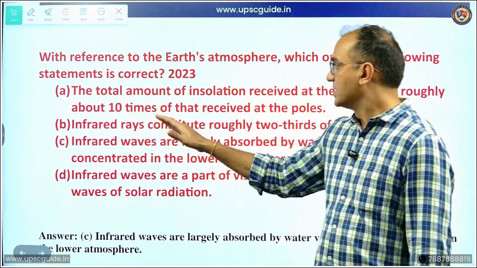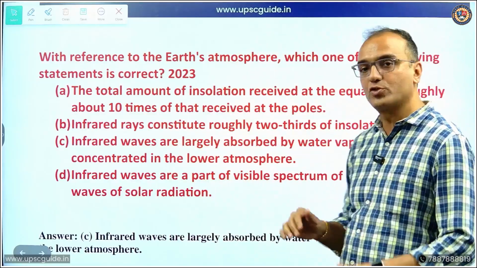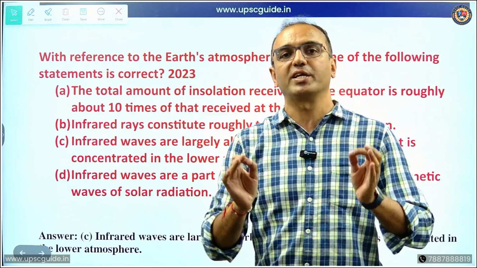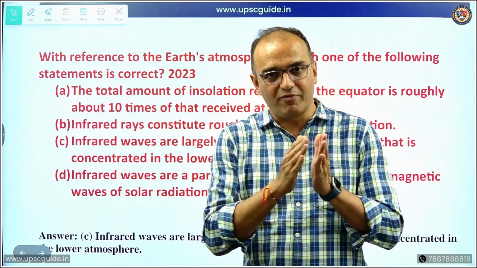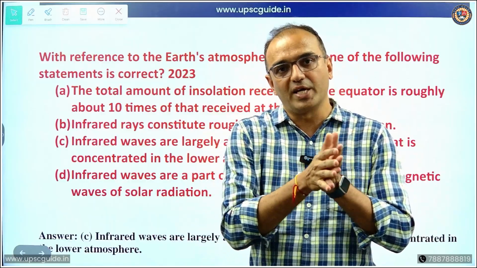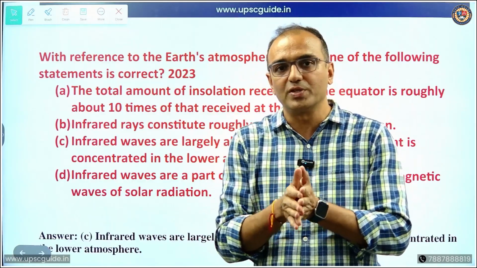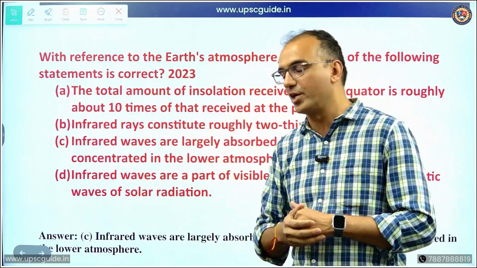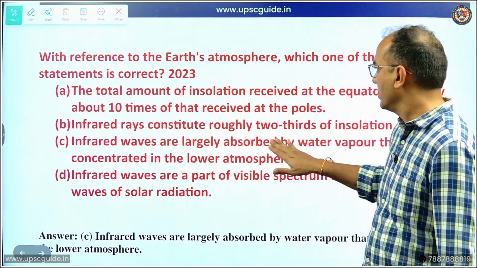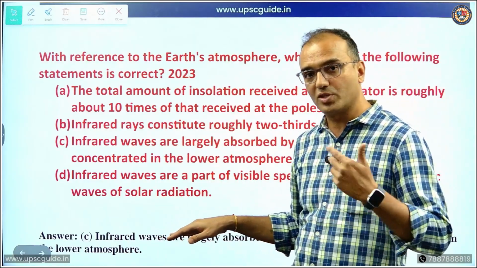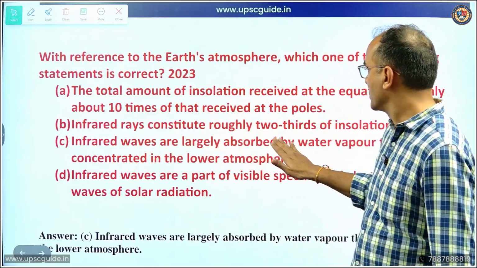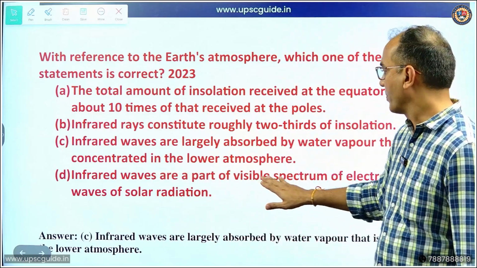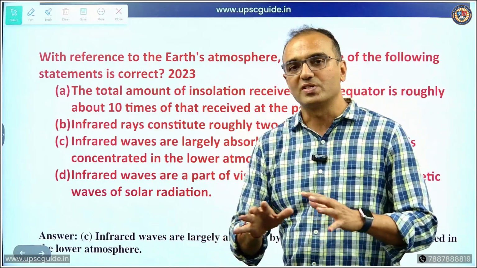Second, infrared rays constitute roughly 2/3 of insolation, right? If you take the electromagnetic radiation coming from the sun, you can have various spectra: gamma rays, ultraviolet radiation, then the visible spectrum, then infrared, and then the long wave radiation, microwave and radio waves. Now, infrared constituting roughly 2/3 doesn't seem likely. Infrared waves are largely absorbed by water vapor that is concentrated in the lower atmosphere, right? And infrared waves are part of the visible spectrum of electromagnetic waves. Now, these are mostly wrong statements.